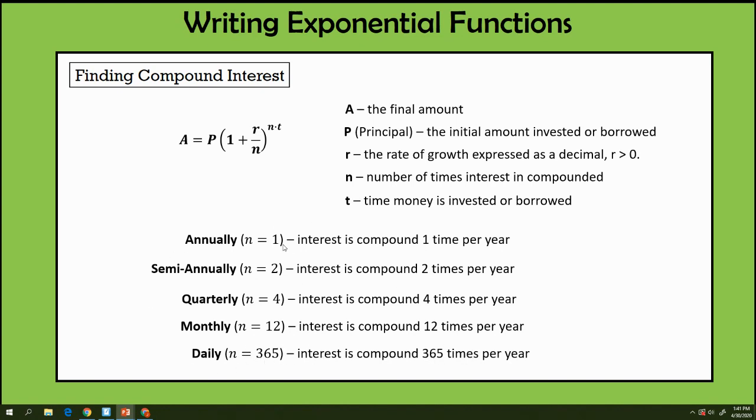Okay, so your N's are going to be one of these values today. Okay, you're going to divide R by one of these numbers. You're going to multiply one of these numbers by T to get your exponent. It's pretty straightforward once you get into it.